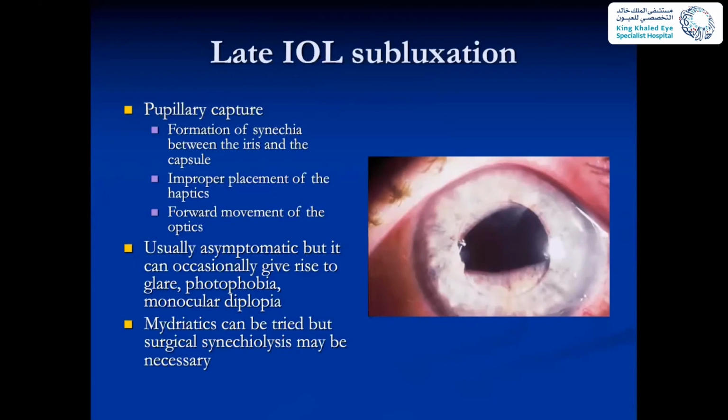Sometimes this happens due to improper implantation of the haptic. That's why, especially if we have posterior capsule rupture and we have to put a 3-piece IOL in the sulcus, I would advise for the optic to be captured by the remaining rhexis, to be kept in a posterior position and away from the iris, so as not to have this picture. Forward movement of the optic can cause this capture.